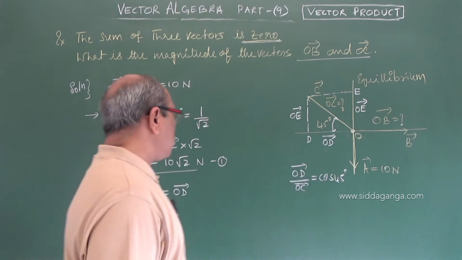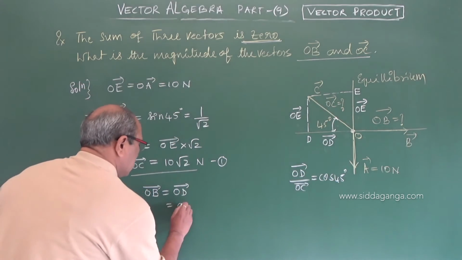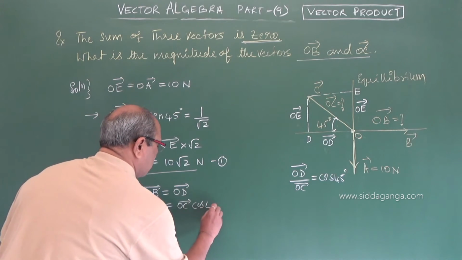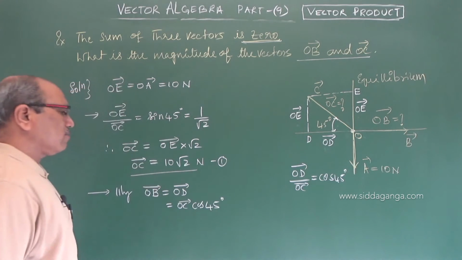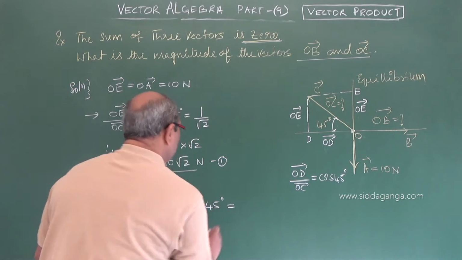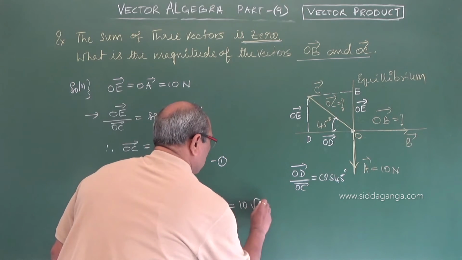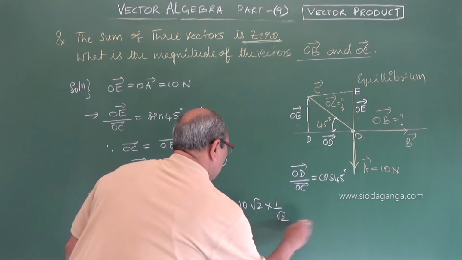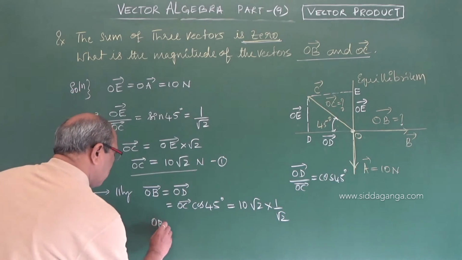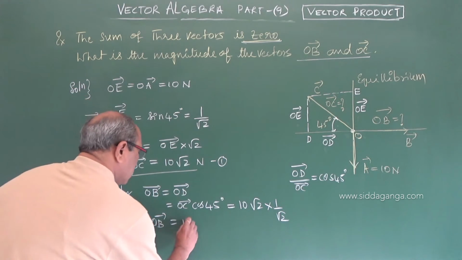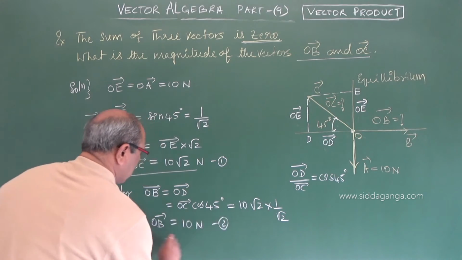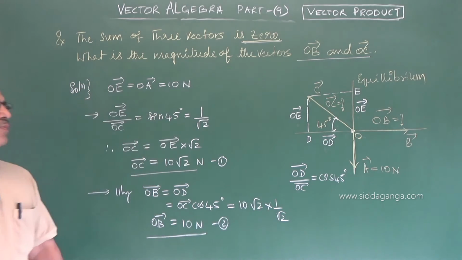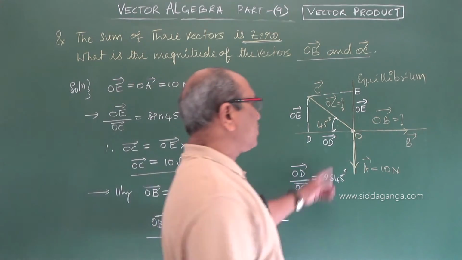OD equals OC cos 45. This is OC cos 45. What is OC? 10 root 2 into 1 by root 2. Hence, OB is equal to how much? 10 Newton. So, you got the answer. So, we resolved the vector.